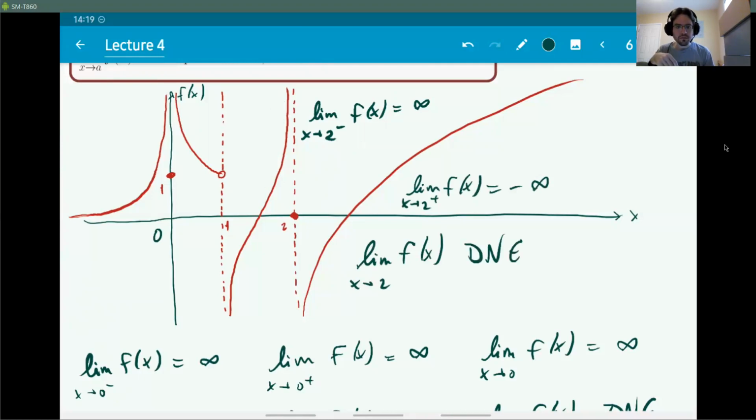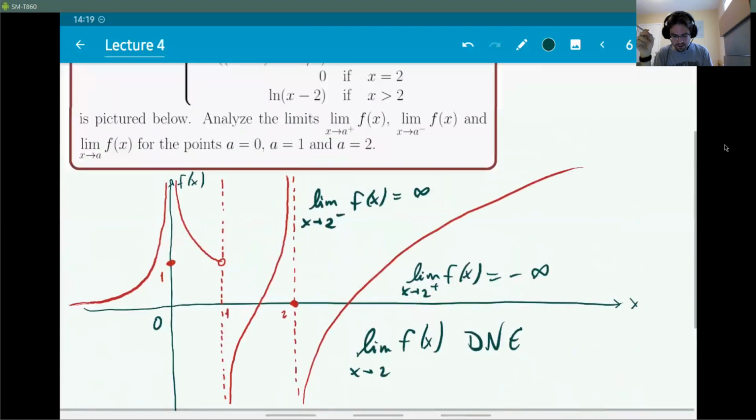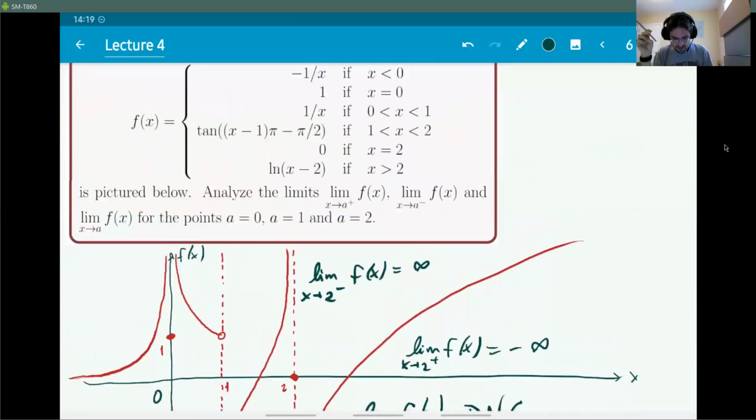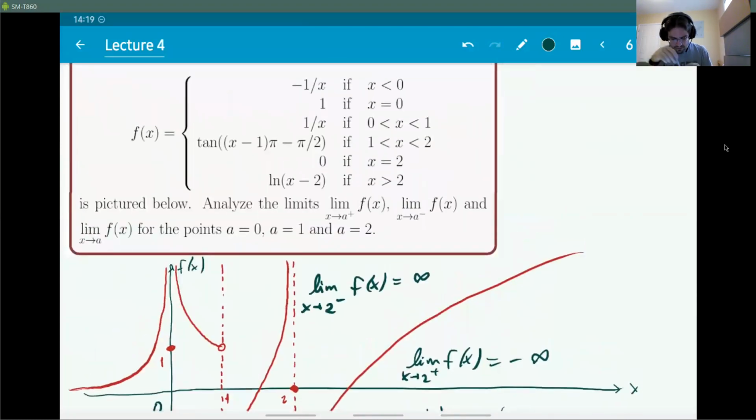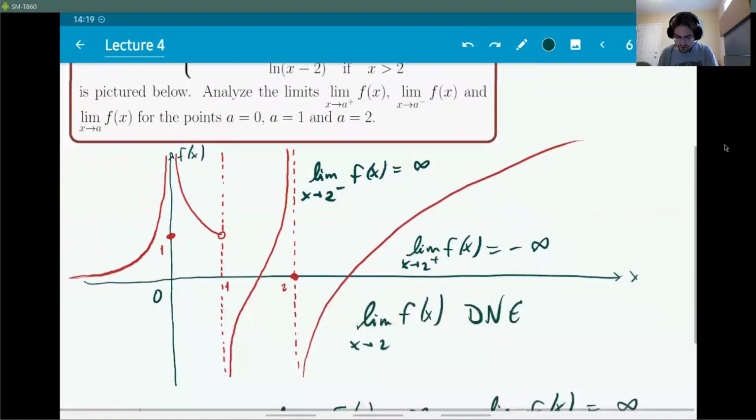All right, I encourage you to try to understand why the graph looked like this, taking a look at each of the pieces. For example, if you look at the last piece, ln of x minus 2 is just the graph of the ln x function, but translated 2 units to the right side. That's why you have this last piece here, for example.